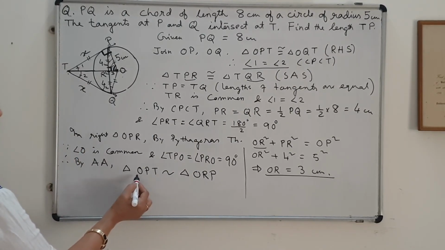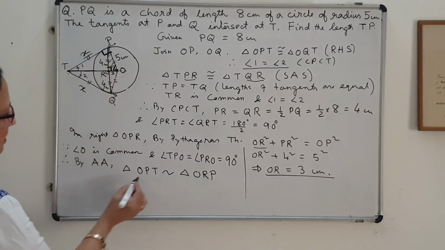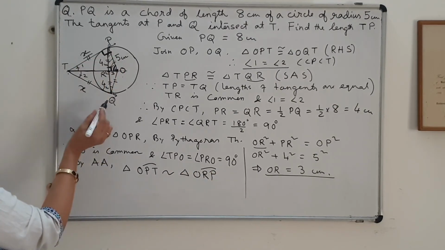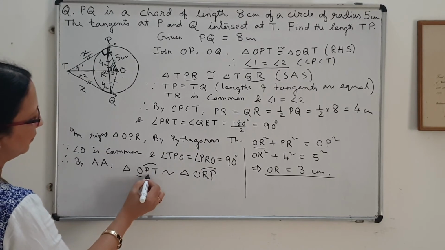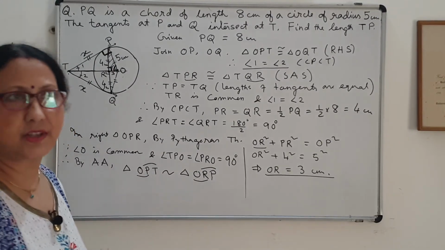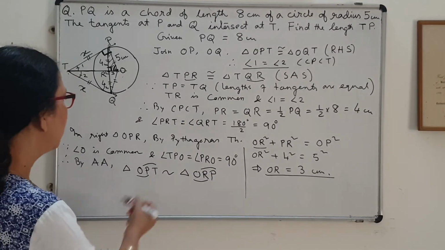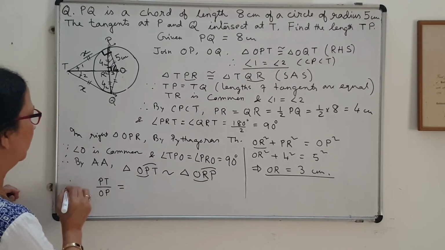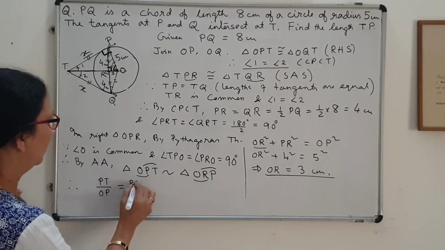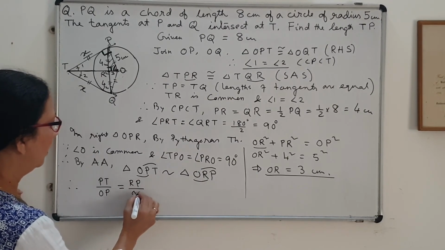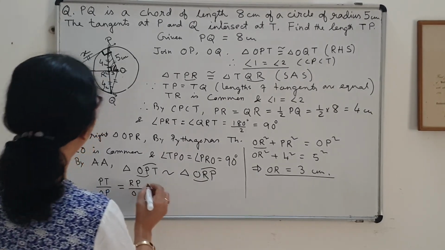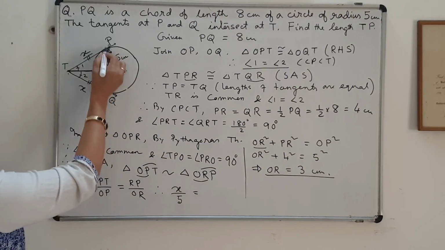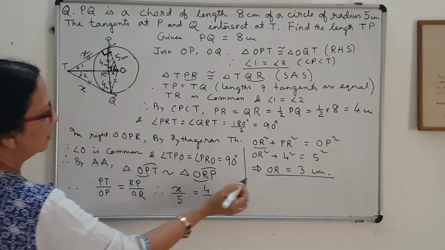So in this OPT, which is bigger, I have to take PT because I have to find x. So corresponding to PT, I have to take PR. Now you see, in this triangle which side is known to me? OP is known to me, so I have to take OP. If I take OP, I have to take OR. In this way decide which sides' ratio is to be taken. So now let me write PT by OP is equal to RP by OR, since PT corresponds to RP and OP corresponds to OR. Now simply put the values. PT is your x, which you have to find out, OP is 5, RP is 4 and OR we found to be 3.